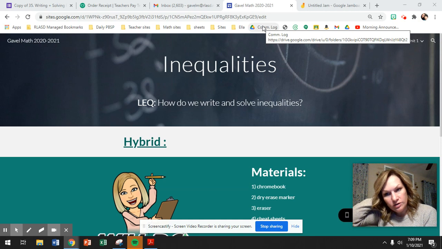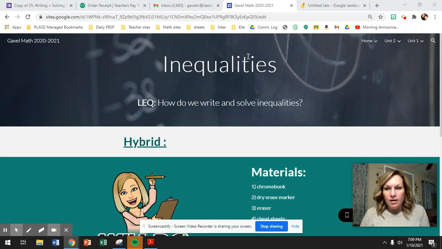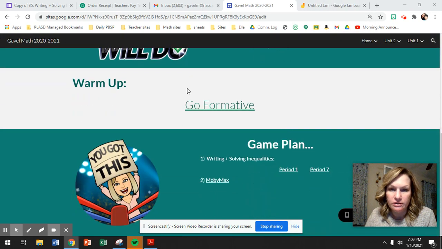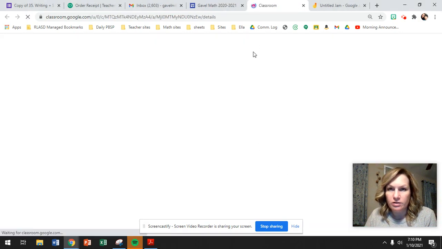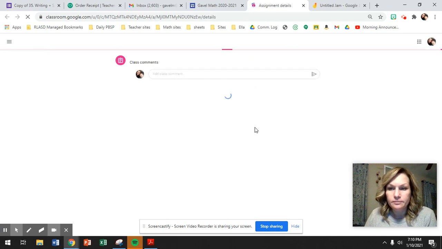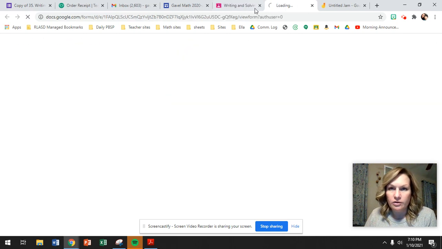Last week we worked on solving inequalities, and this week we're going to start applying what we were doing last week to word problems and seeing how that works. So what you're going to do is your Go Formative. It's just a review on adding and subtracting negative numbers, and then you're going to click on your period, and then you're going to open it.